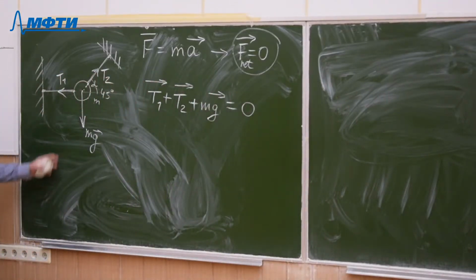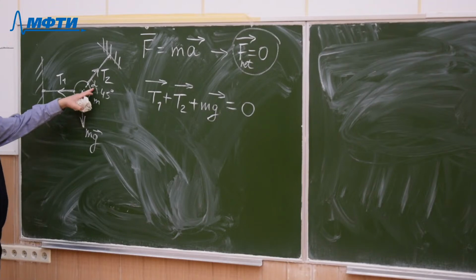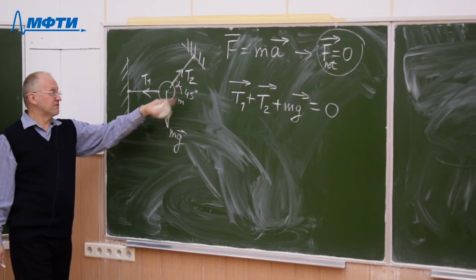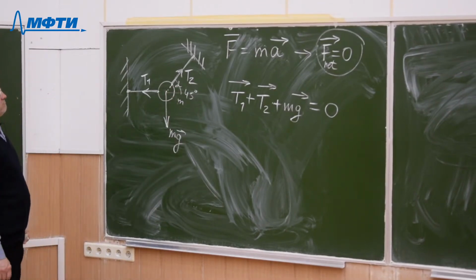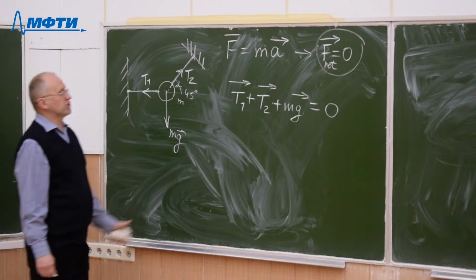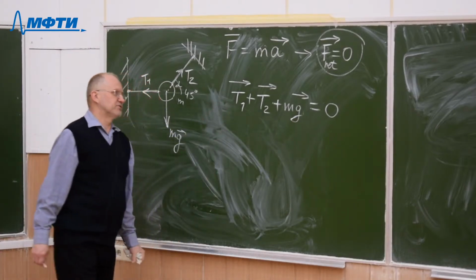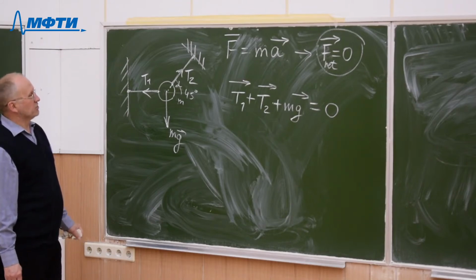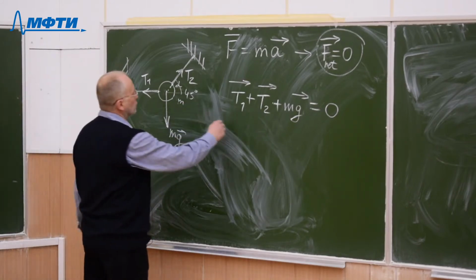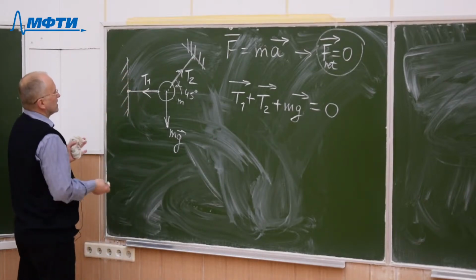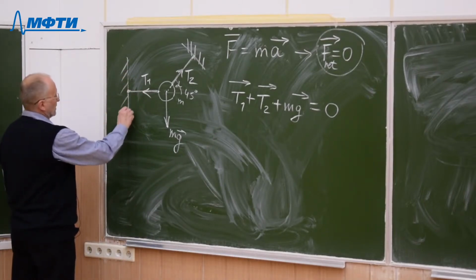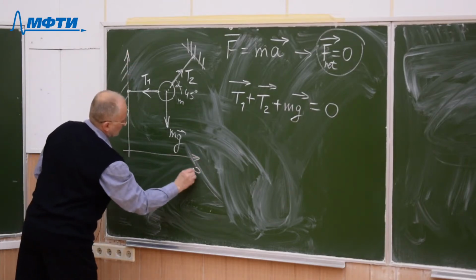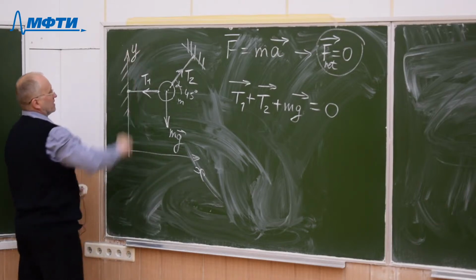We can certainly solve it in the general case when the angle is just alpha, without specifying its concrete value. In order to solve the vector equation, we have to consider this equation in two projections on two axes. So we have to choose convenient axes. A convenient choice is one vertical and another horizontal. So this will be the x-axis and this will be the y-axis.